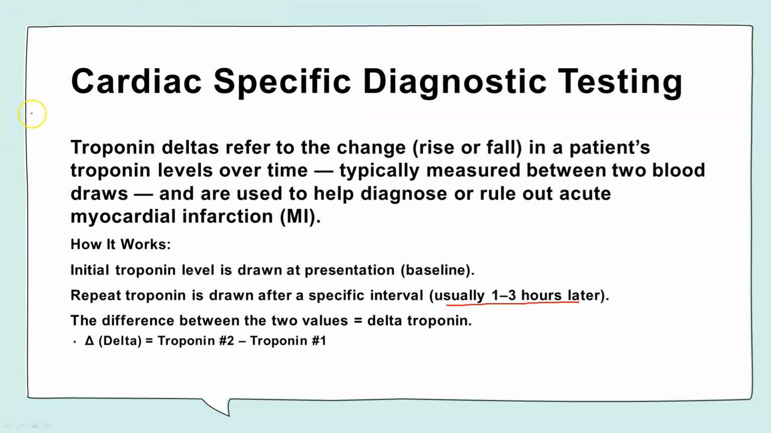So what we're going to do is draw that initial troponin level. We're going to get the baseline. We're going to repeat that troponin, and then we're going to look at just the differences between those numbers to help us plan care.